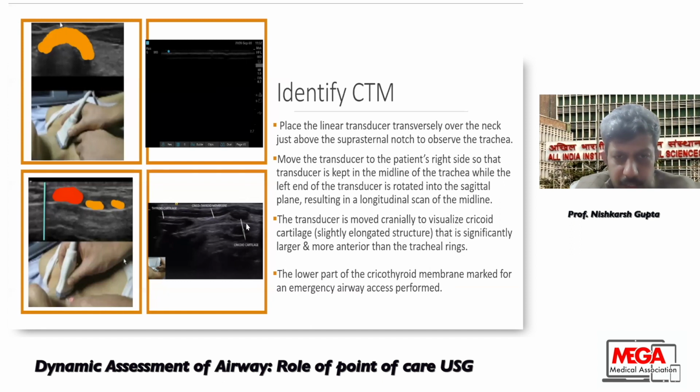So we have the cricoid cartilage, then the cricothyroid membrane, and then the thyroid cartilage. We can always mark it with a pen during ultrasonography, especially in patients with a difficult airway. And this mark can help us do a quick puncture of the cricothyroid membrane in case of emergency.